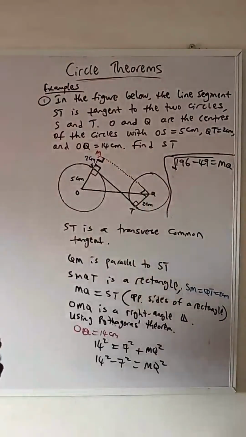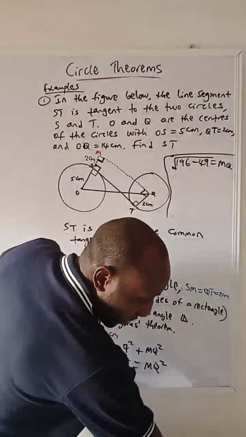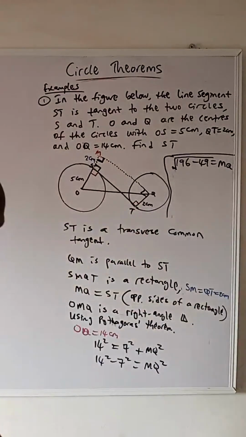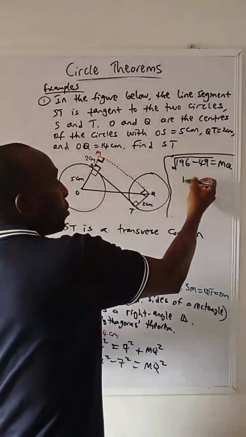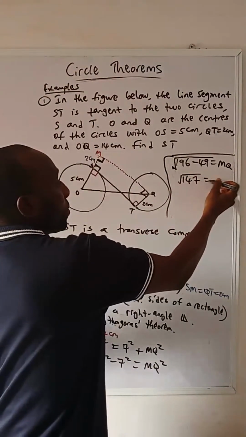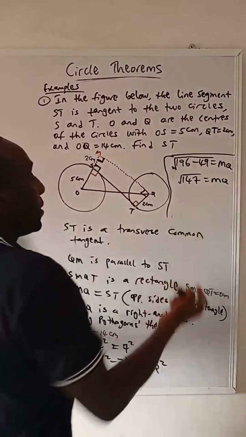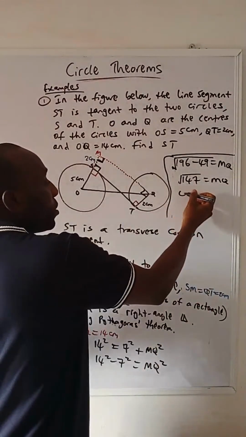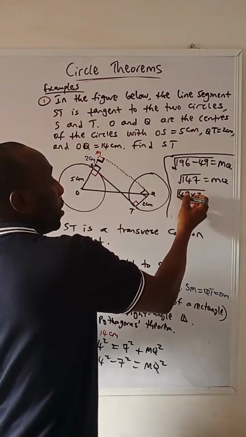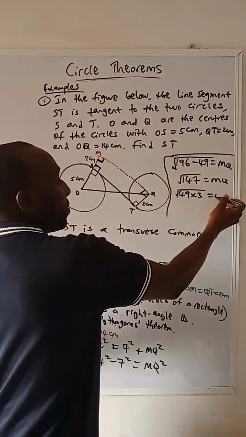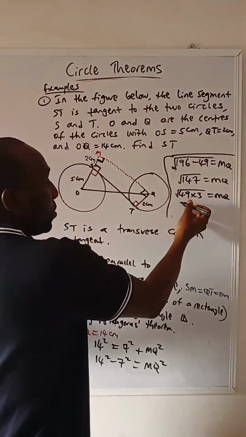So 196 minus 49, what did you get the last time? I want you to participate, please. What's 196 minus 49? The last time we got 147. And we were able to write 49 times 3. If you multiply 49 and 3, you get 147. So this is 7 root 3.